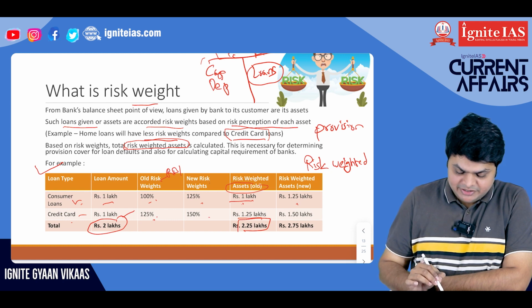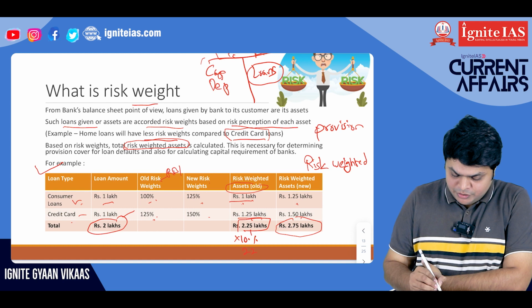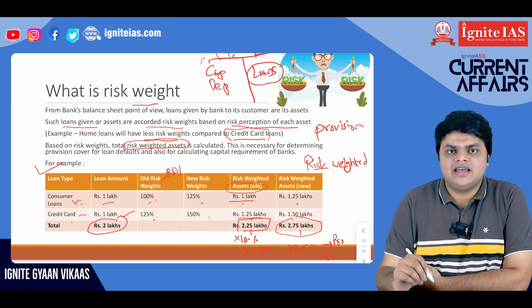So risk-weighted assets have increased from 1.25 lakhs to 1.5 lakhs. So now the total risk-weighted assets of banks are 2.75 lakhs. Earlier, the banks were required to make provision on this. Say, suppose 10% they are making provision. So it comes to 22,500. Now the banks will be required to make provision on this. It will come to 27,500. So now this says that the provisioning of bank has increased, which indirectly means the cost of banks have increased.